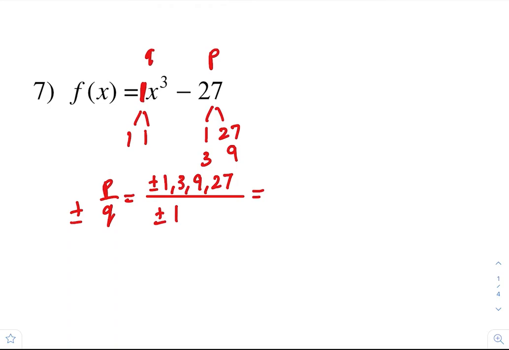So, our rational zeros that we found, we got 1 over 1, plus or minus 1, 3 over 1, 3, plus or minus 9 over 1, 9, 27 over 1, 27.